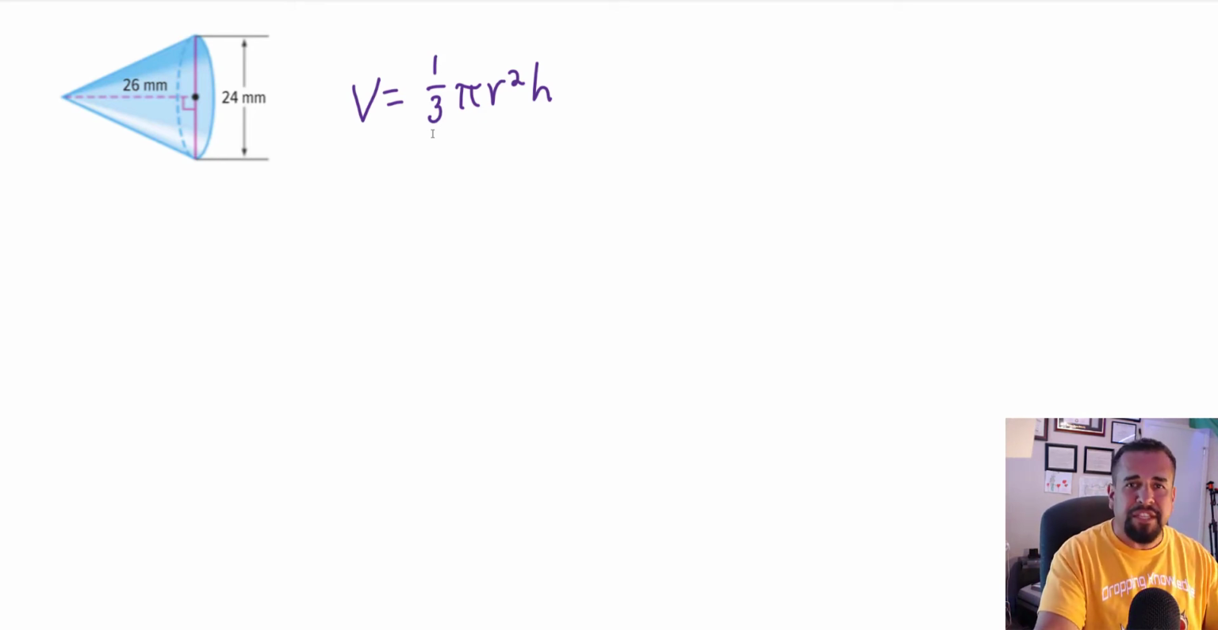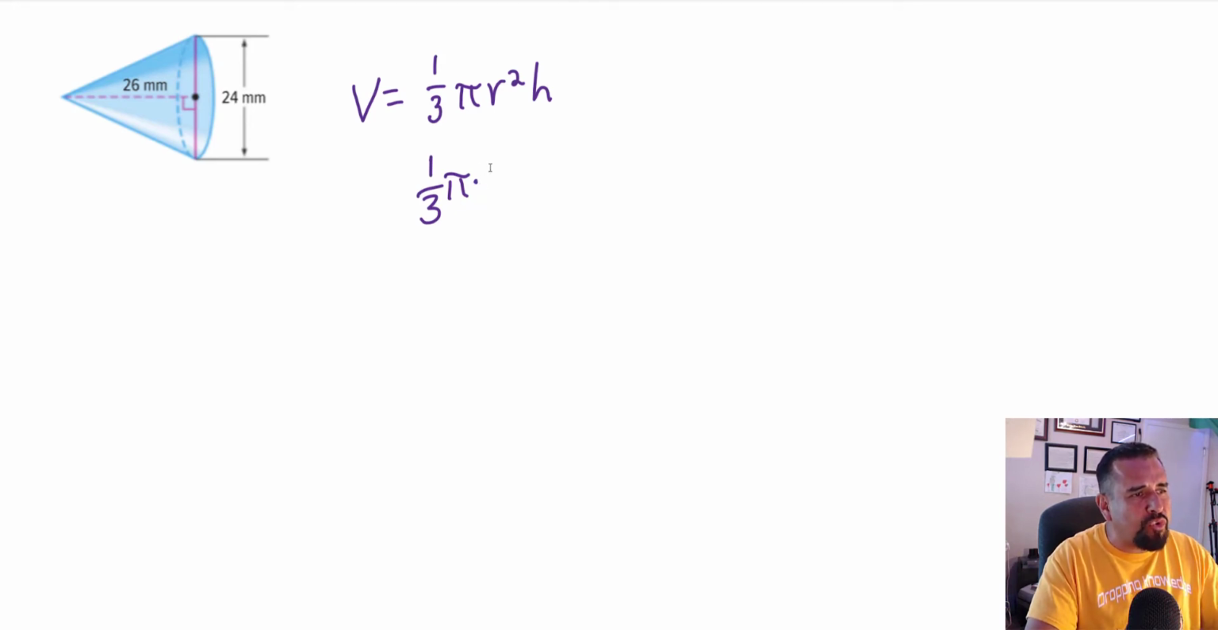Now, let's go ahead and plug and play. Oh, yes. I love to play, especially when it's math. So we got 1/3 times pi. Those numbers will never change. And then we got the radius. Again, they gave us the diameter, which is 24. So we're going to plug in the radius, in this case, which happens to be 12 to the second power. We're going to multiply that times 26, which is the height.